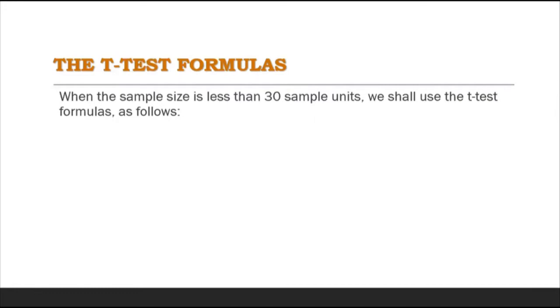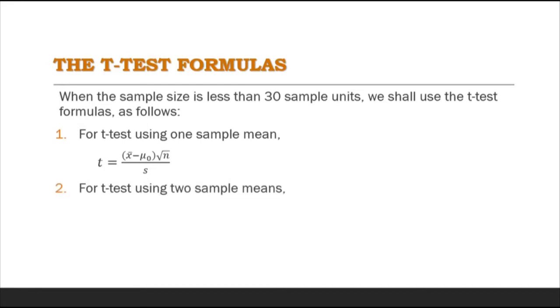The t-test formulas. When the sample size is less than 30 sample units, we shall use the t-test formula as follows. For the t-test using one sample mean, we have the formula: test statistic t is equal to the quantity of the given mean minus the hypothesized mean, times the square root of the sample size, all over the standard deviation.